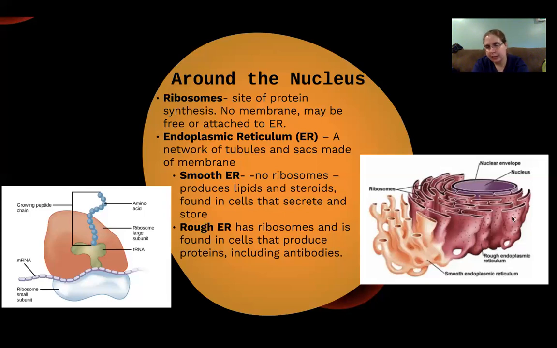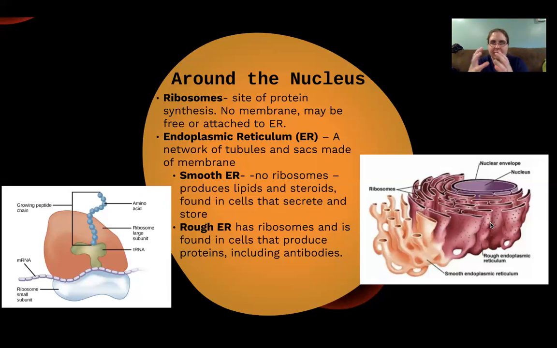Now the rough ER, if you notice, it has these dots on it. Those are the ribosomes. So the rough ER has ribosomes stuck to it. And if you remember, ribosomes are the site of protein synthesis. So that tells us the rough ER has something to do with ribosomes, because it has ribosomes on it. Ribosomes make proteins. Therefore, the rough ER has to do something with proteins. And essentially what it does is it takes the proteins that the ribosome made and makes them into functional molecules.